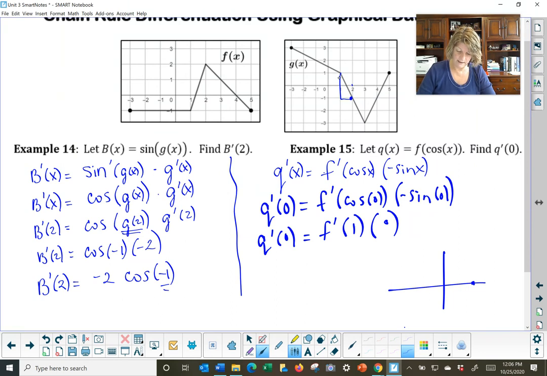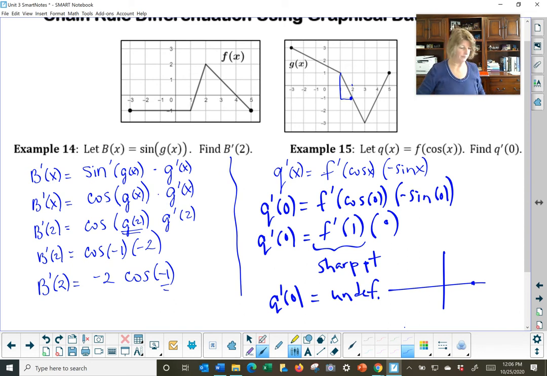F of 1 is defined. Ooh, f prime of 1 is not defined, is it? It hits at a sharp point, which means that is undefined. So this is going to be q prime of 0 equals undefined. Good to see one like that.